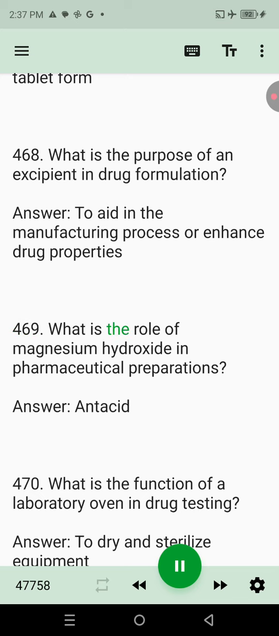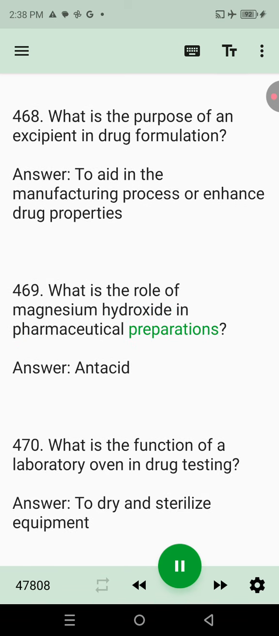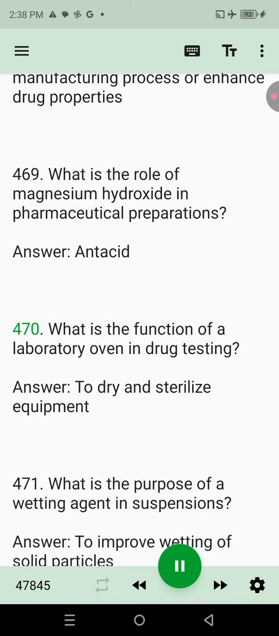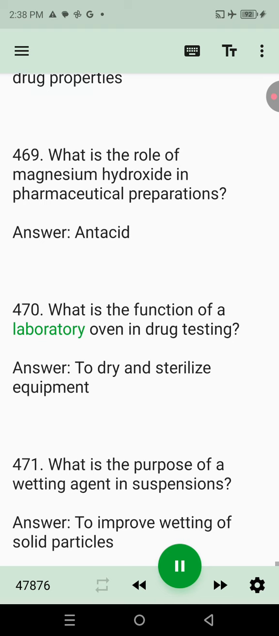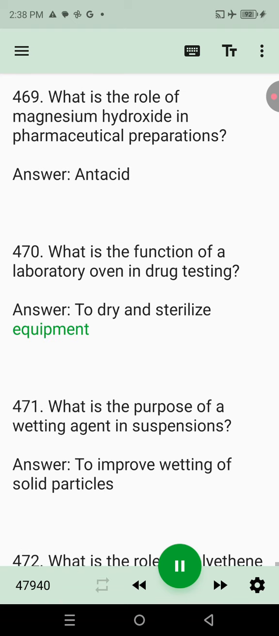469. What is the role of magnesium hydroxide in pharmaceutical preparations? Answer: antacid. 470. What is the function of a laboratory oven in drug testing? Answer: to dry and sterilize equipment.